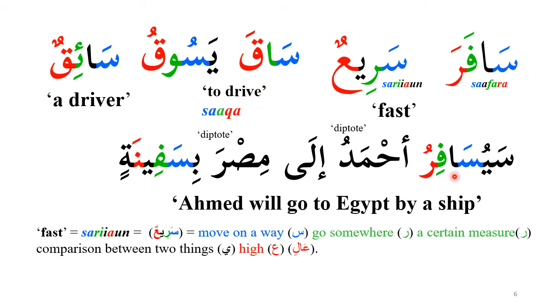If you look at this sentence, sayusafiru Ahmad ila Misr bi safinatin, it means Ahmed will go to Egypt by ship. Sayusafiru, this sin indicates a future, but yusafiru also means he is doing or he will do, right? But sayusafiru makes it definitive that it's in the future. So this sin looks like the flow of time, right? Flow, sailun, we know that's like something like water. Time is something like water that flows. And if it comes in the first, it means the future.